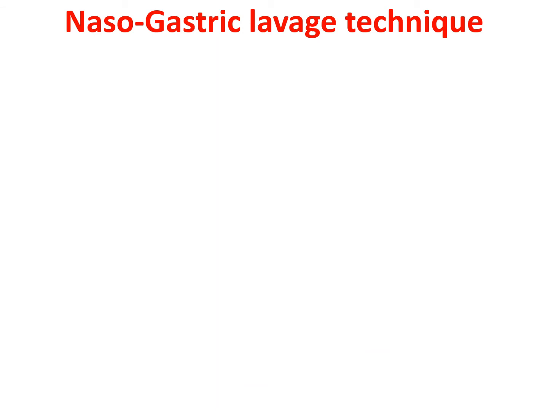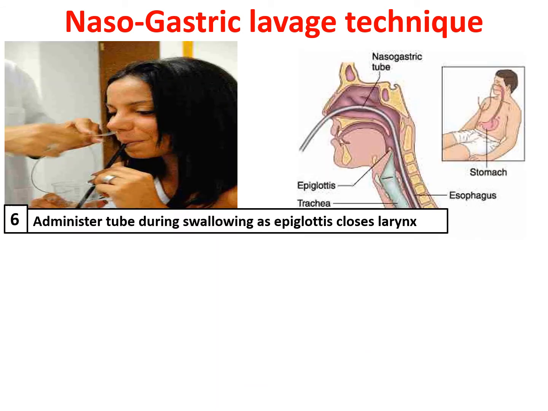While administering the nasogastric tube gently through the nose, I'll ask my patient to swallow, because during swallowing the epiglottis will close the larynx and trachea, preventing the tube from misdirection to the trachea, and its only pathway will be to the esophagus.